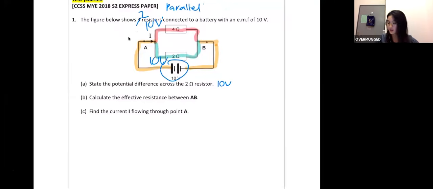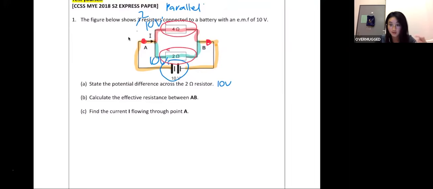Now for part B, calculate the effective resistance between A, B. You can see where A is and where B is. A is over here, B is over here. What did I mention about potential difference? All we're asking is what is in between point A and point B. You have 2 components: the 4 ohm resistor as well as the 2 ohm resistor. These are the only 2 components of this circuit. So part B is asking you, what is the total resistance of this entire circuit?